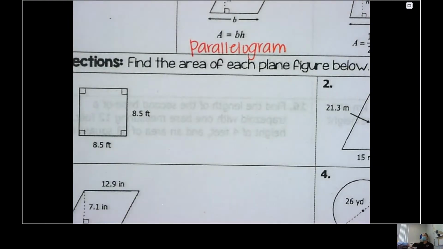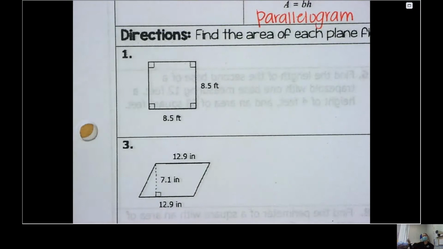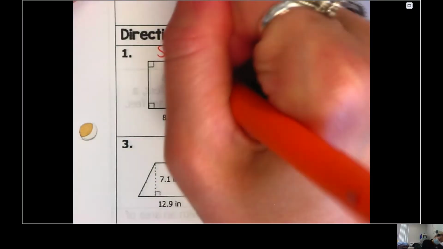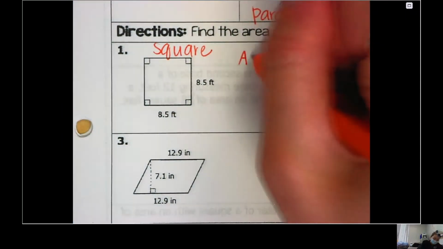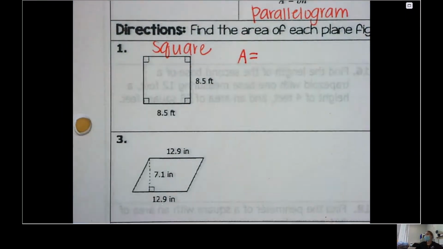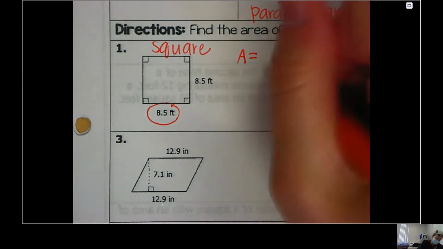Okay. So on the front side, it just says, find the area of each plane figure. Plane figure just means flat, a 2D figure. So for each one, we're going to identify which shape it is. And then we're just going to plug it into the equation. So for number one, what's that a picture of? Square. Okay, and to find the area, what's the formula? Good. Area equals side squared. So you take your side, 8.5, and you square it. Or you can do base times height, which is 8.5 times 8.5. Still the same thing.